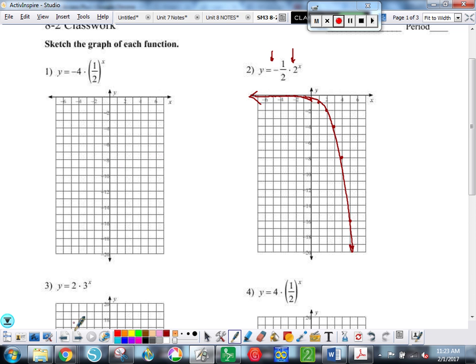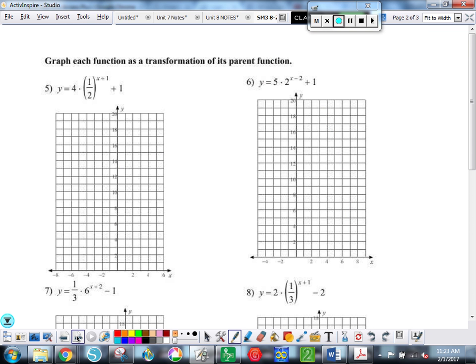So looking at the next page then, let's just do one of those together, and then I'll give you the rest of the time to do the other 3. Let's look at number 6, since we're right here. Where's the y-intercept in number 6? 5. Well, technically this is before the shifting, right? And then my multiplier is what? 2. So to get my next point, I'm at 5. Now what? 10.